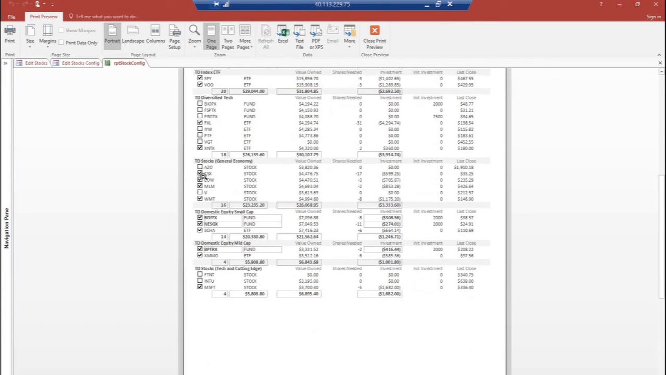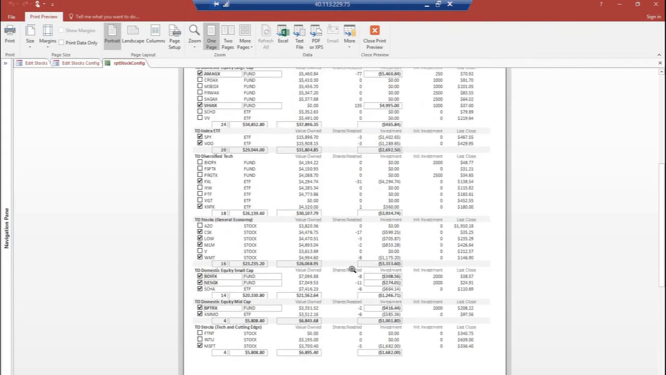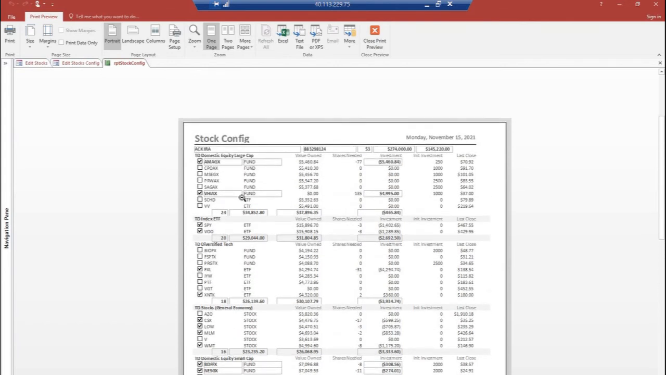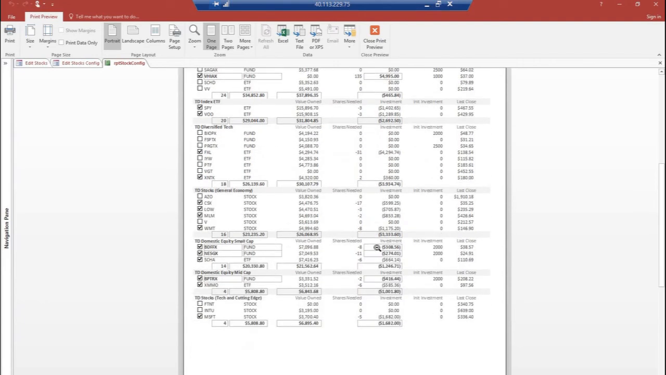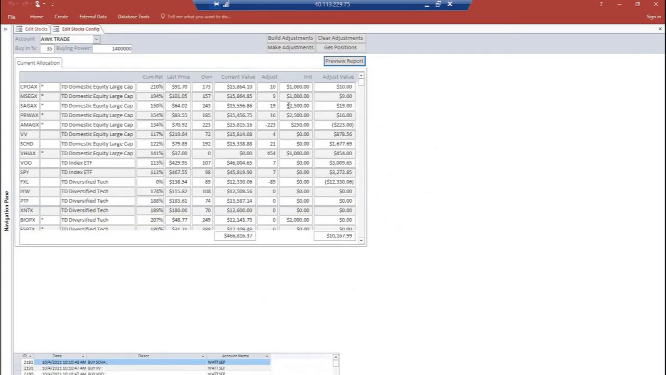Here in my general economy stocks, looks like we're going to sell some CSX, some Lowe's, and some Martin Marietta, and some Walmart. So I must have changed my allocations to buy in more large cap, because it looks like that's where most of the money is going this month. So what I would do is then I would click the make adjustments button. It's going to use the API to automatically purchase or sell all of these adjustments.